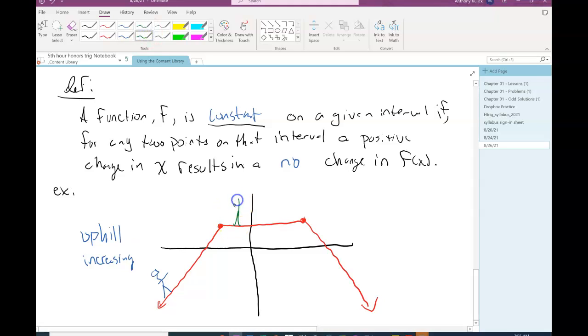The next section of our graph, our little person is on the flat section. That's a constant part of the function. And on the last section, our little person is walking downhill. That is the decreasing section.